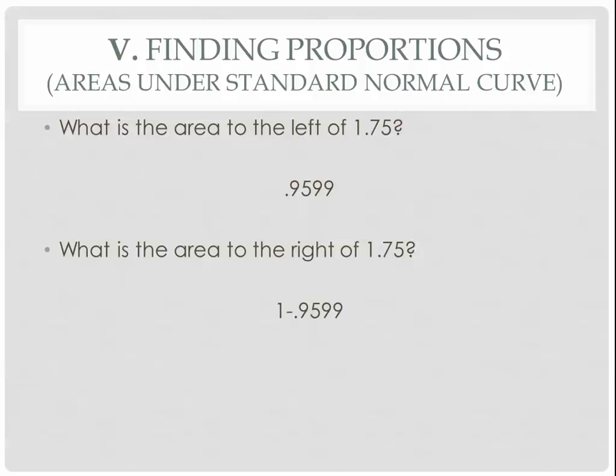We know if we have the area to the left being 0.9599, to the right has to be the rest of the whole curve, and the whole curve is 1. So 1 minus 0.9599 gives us 0.0401. So always make sure you know whether you want the right or the left, because if you want the right, you're going to have to subtract from 1. The table always gives the left.